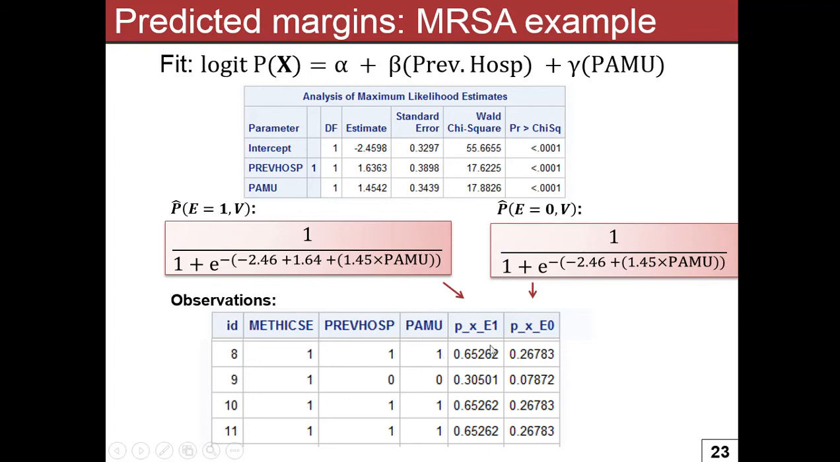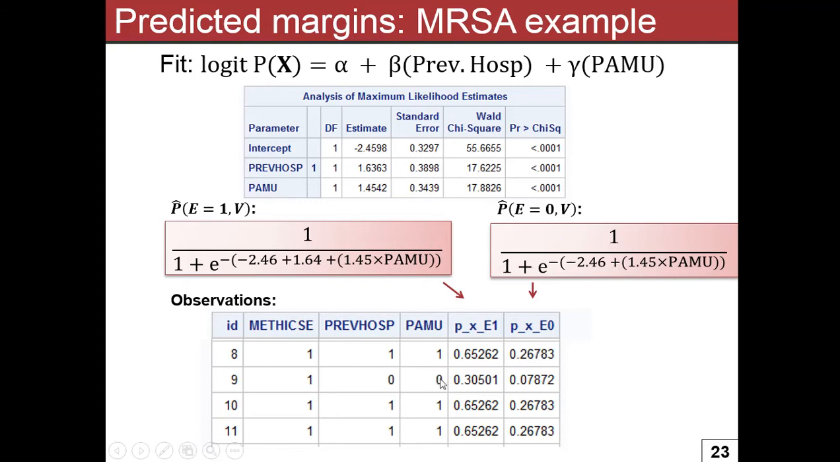For this person, we compute the probability of the outcome when they're exposed versus when they're unexposed. Given this value of PAMU, which is 1, we get 0.65, and so on, versus 0.267, and so on. For this person who had PAMU 1, these are their two counterfactual predictions. When they're exposed, this is the predicted outcome. When they're unexposed, this is the predicted outcome.